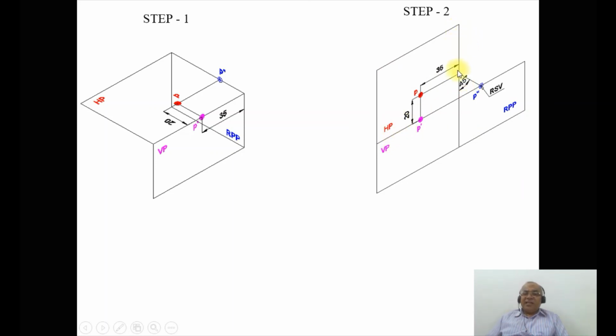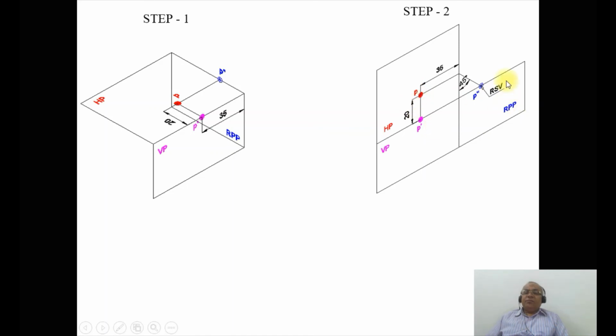So from this line, you measure a distance of 35 mm and you draw a vertical projector. Since it is lying on HP, obviously the point is in VP. Since the image is in VP, obviously it should be small p dash. Then behind VP, which is 20 mm, is seen in HP. So obviously you mark this point as small p.